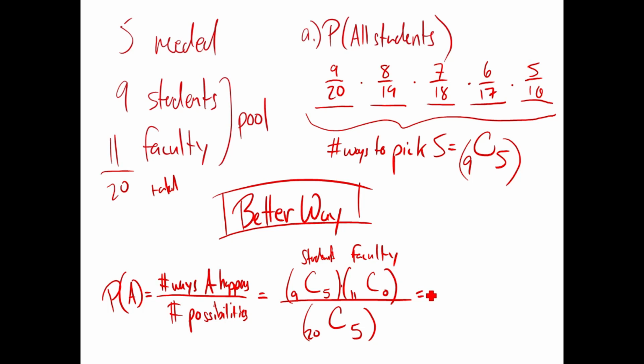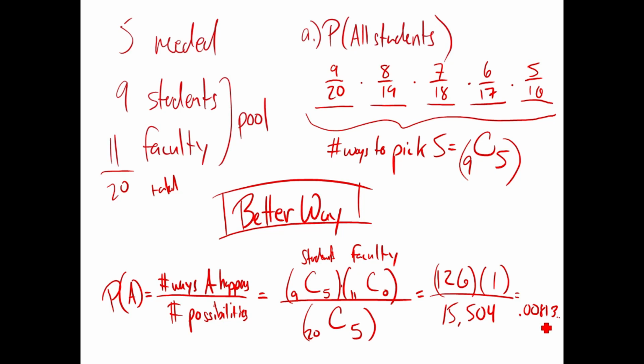So if you try this out, what is 9C5? If you plug that in your calculator, 126. And what is 11C0? It should be 1. There's only one way to do it. And then downstairs, what is 20C5? 15504. Okay. And so then the answer is going to be 126 divided by 15504. And what's that going to get you? 0.00813 and some change.